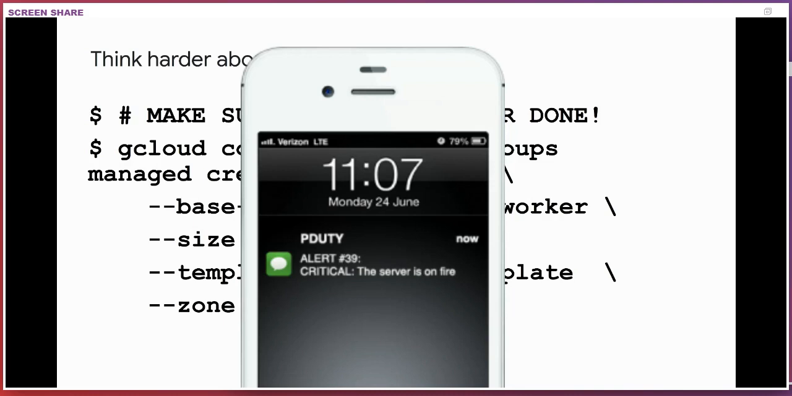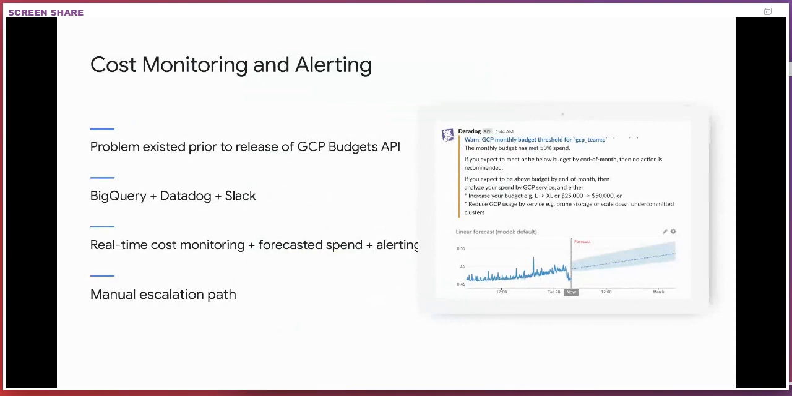And now I'd like to hand it to Patrick to help talk about what we actually did there to try and get in front of all of these emerging cost problems.